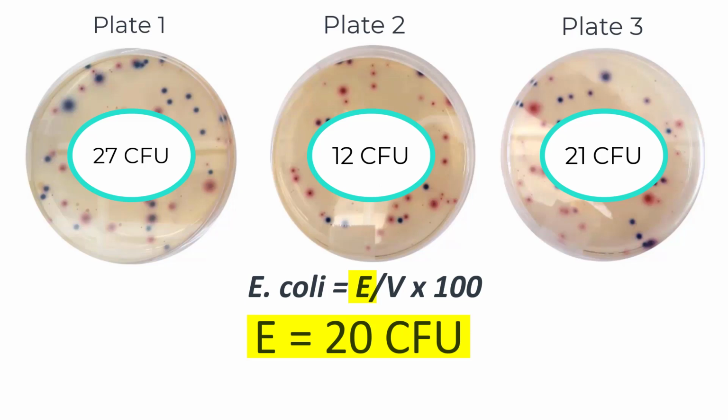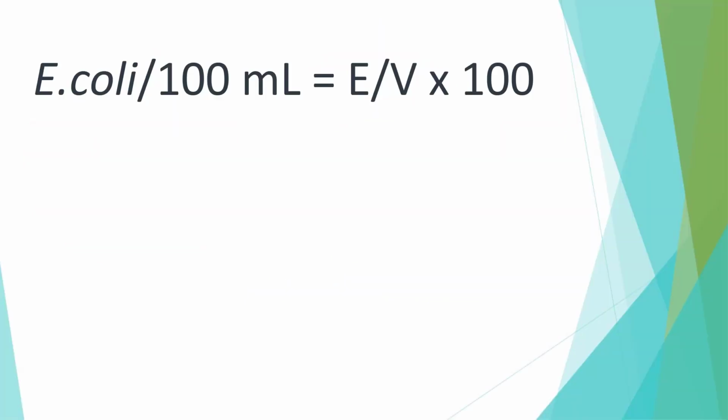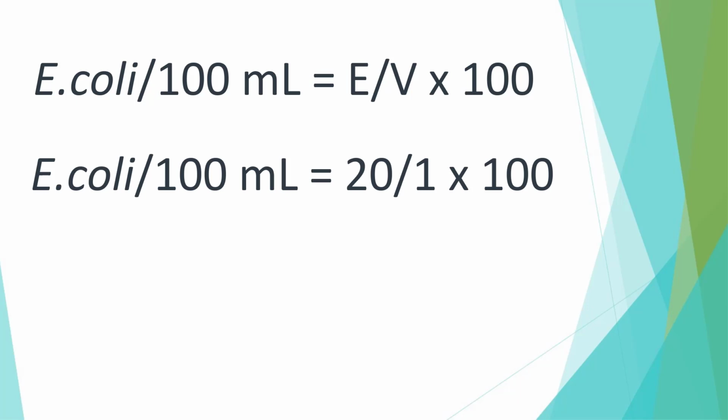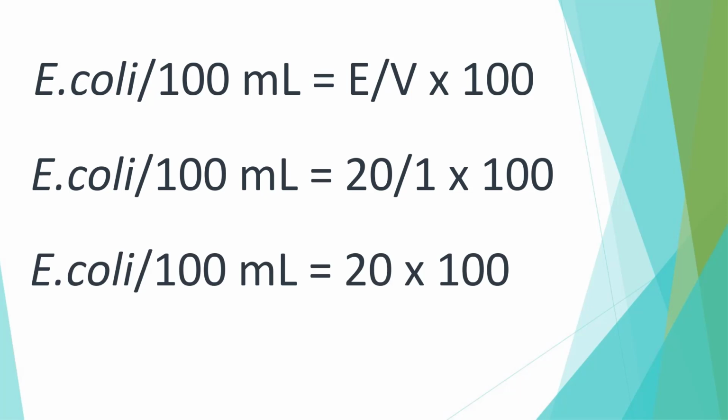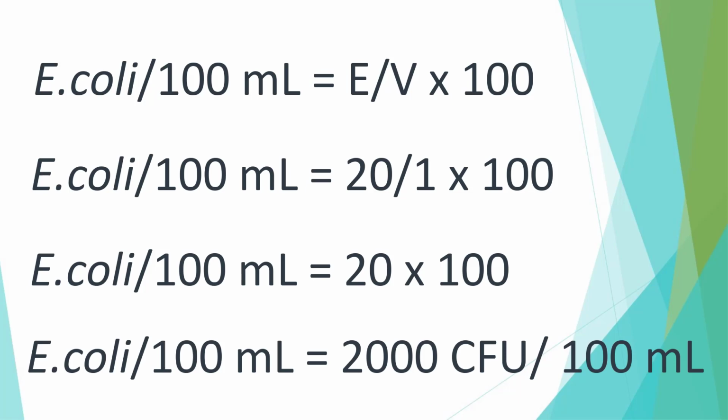Now we will plug in the average we just calculated, 20, into our equation. We will divide our average number of E. coli, 20, by our sample volume, 1, which will be 20. Multiply 20 by 100 to get our average E. coli concentration in 100 milliliters, which will be 2,000 CFU in 100 milliliters.